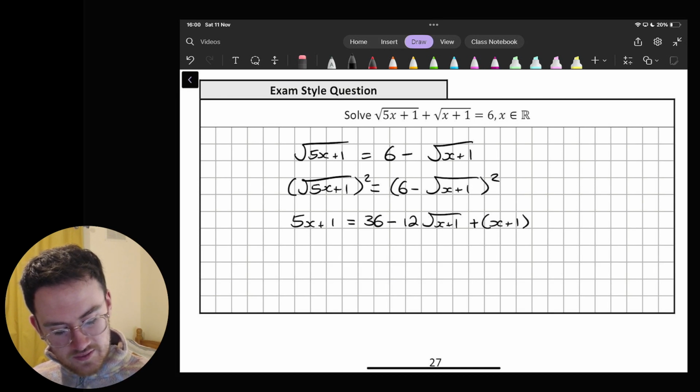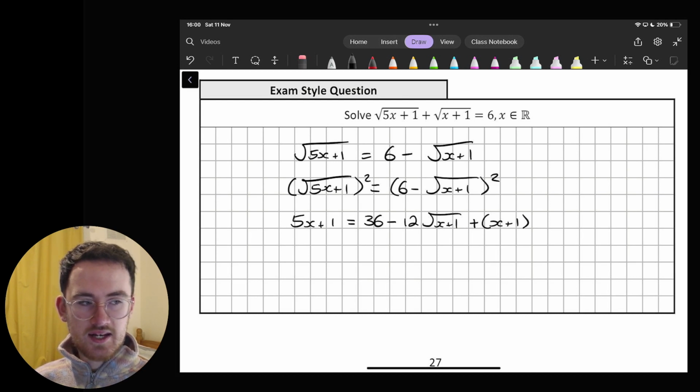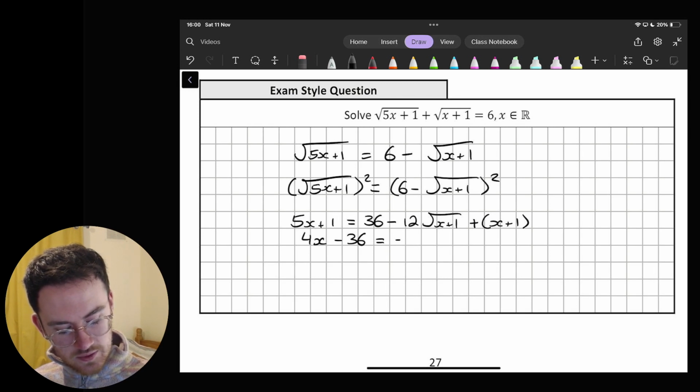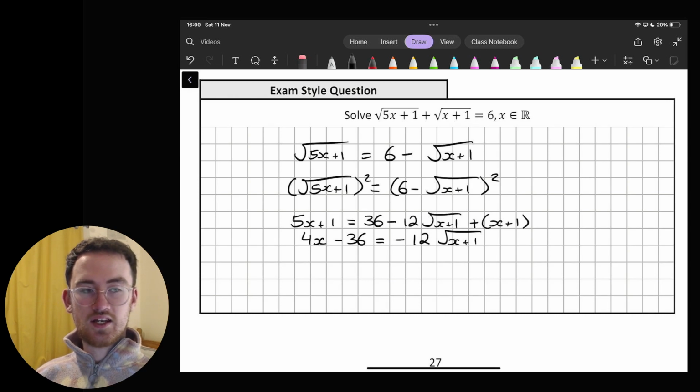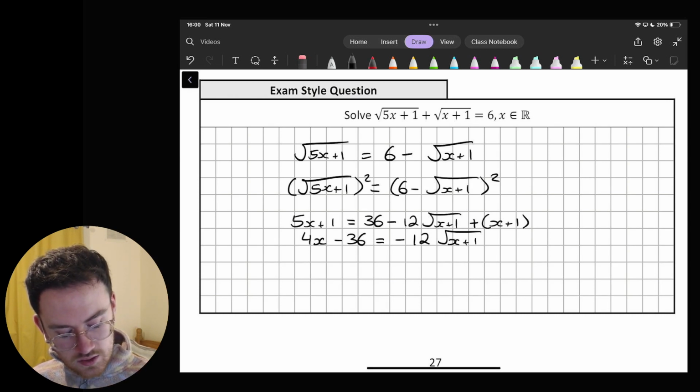So let's see. 5x + 1, we're going to bring anything over to one side. Anything that has a square root we'll bring to one side, anything that doesn't we'll bring to the other side, and we're going to sort it out that way. So I'm going to bring everything over and organize it first. Bring all my x's over to this side. Minus 36 equals minus 12√(x + 1). So I can organize and see what's happening. Now we can square both sides from here.